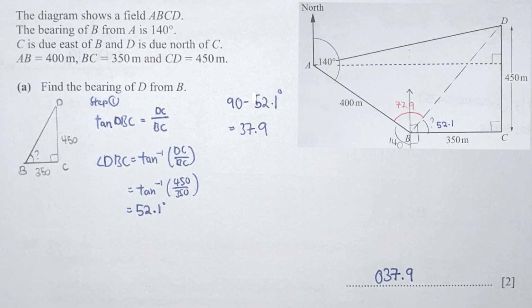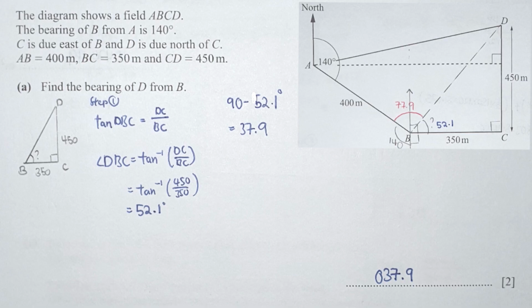As for question 5, find the bearing of D from B. Okay, so the first thing that I added to the graph was the 90 degree that you see. So how did I know it is actually 90 degree? It's hidden in the information where C is due east of M and D is due north of C. So this statement tells us that it forms a right angle. This is the reason why I added a 90 degree there.